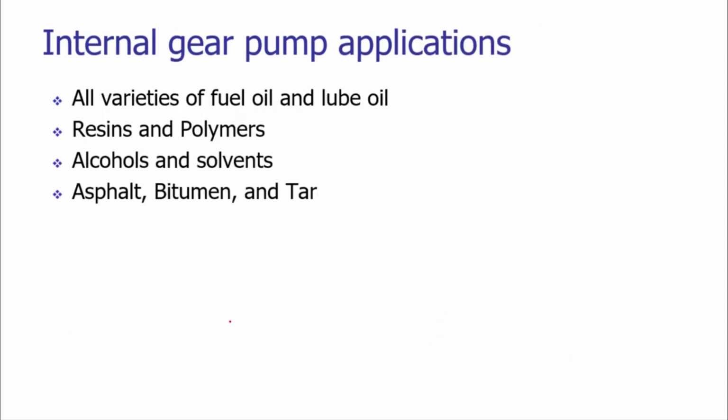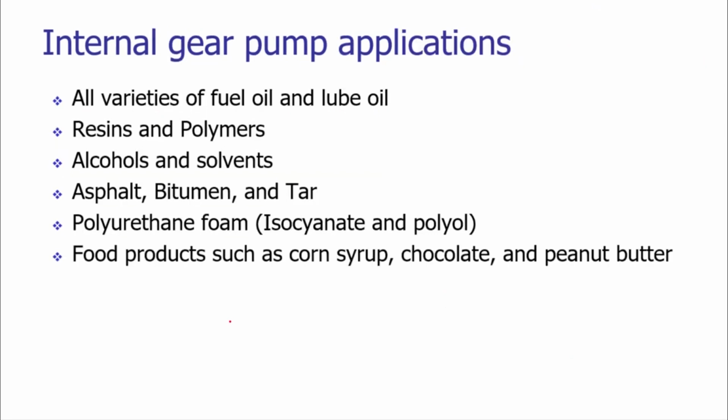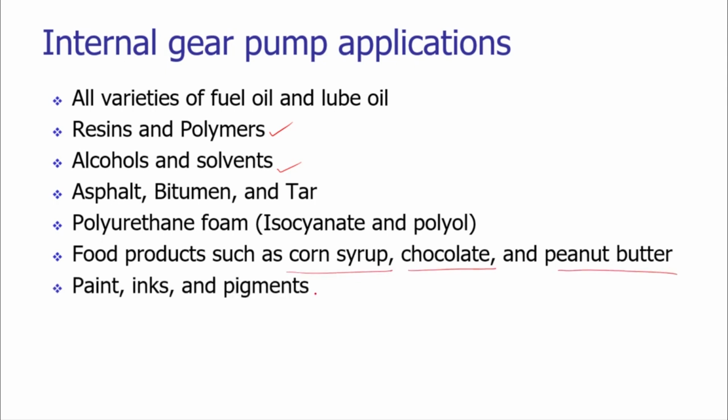Internal gear pumps are widely used for all varieties of fuel and lubricating oils. They are used for resins and polymers, alcohols and solvents, bitumen, tar, various types of foams, and food products such as corn syrup, chocolate and peanut butter. These pumps are also utilized for transportation of paints, inks and pigments. They are also used for soaps and surfactants, the detergents used for cleaning purposes. They are also used for glycol.